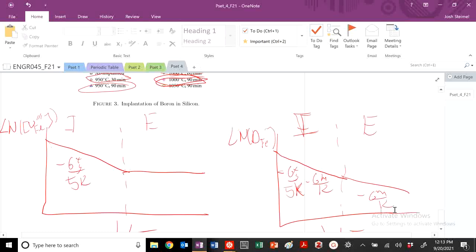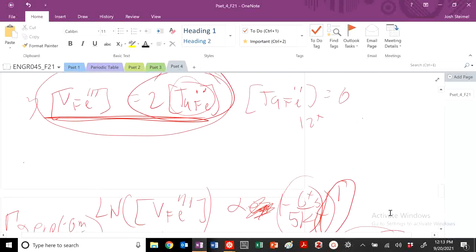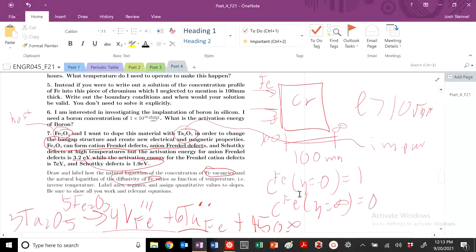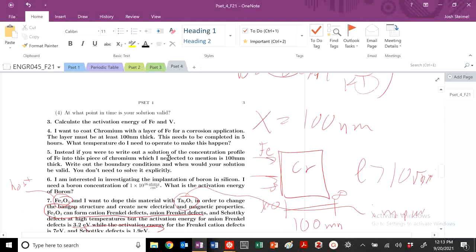I'm talking about diffusivity. And there we go. That's your diagram, and that is problem set 4. So I hope you do well on this one.